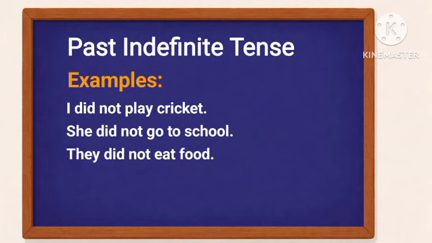Now I am going to discuss some examples of past indefinite tense. I did not play cricket. Here we use the first form of verb play, not the second form of play, because did is already a second form of do. We can't use two second forms in a single sentence.